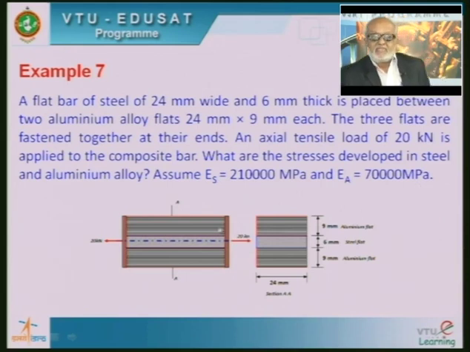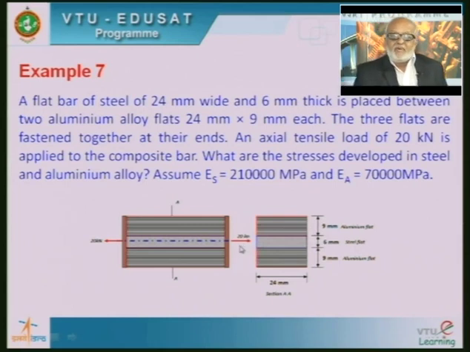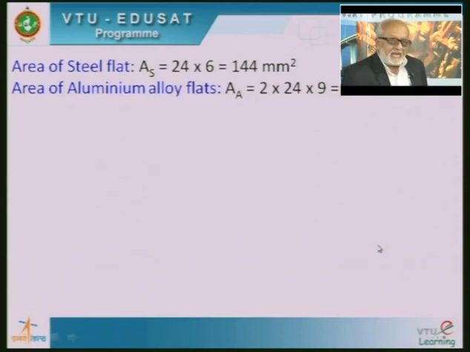So, to summarize, we have two aluminum alloy flats. In between we are having a solid bar or a solid flat. The dimensions are given. The axial load that is applied is about 20 kilonewtons. This is also given. ES they have given, and EA, that is for the aluminum, also they have given. We have to find out what is the stress that is developed in the aluminum flat as well as in the steel flat. Let us find out.